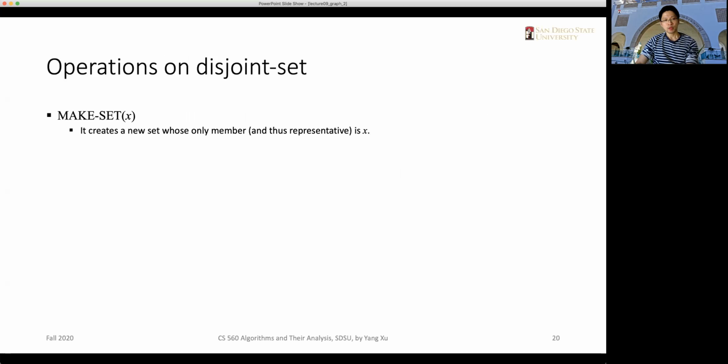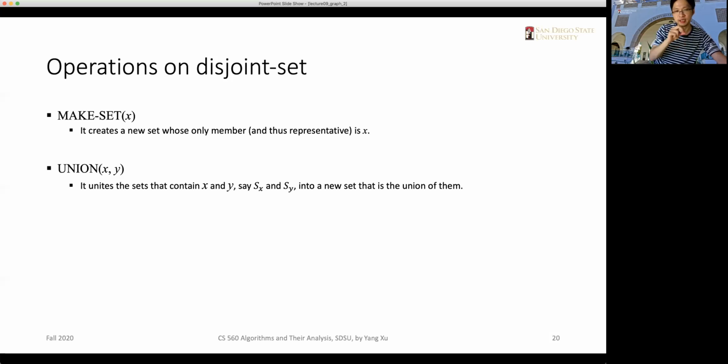So the basic operations on disjoint sets include, first of all, make set, which is already used in the algorithm to initialize the vertices. Make set will create a new set whose only member and its representative is the element X. And union will unite the sets that contain X and Y. Assume that Sx is a set that contains X and Sy is a set that contains Y. So union on X and Y will actually unite the two sets, not the two elements, but the two sets behind X and Y.